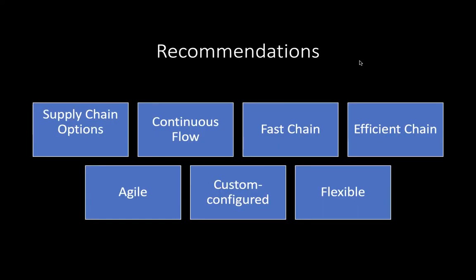When it comes to recommendations, the United Kingdom wants to consider all options for the supply chain model. The continuous flow model is the best choice for industries and businesses that operate with stability. The fast chain model is suitable for businesses that have product lines with short life cycles. The efficient chain model: under this model, the end goal is to maximize efficiency.